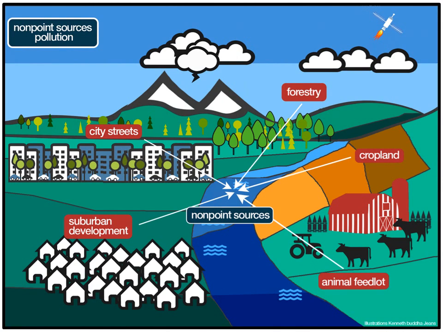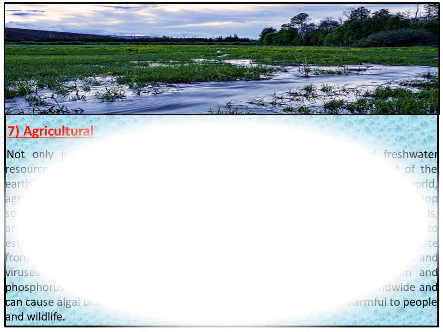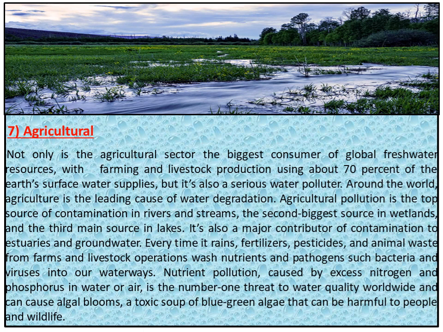This is also the non-point source pollution. Point sources also include city streets, forestry, car plants, animal feedlots, and suburban development, like that. Now look at this picture.